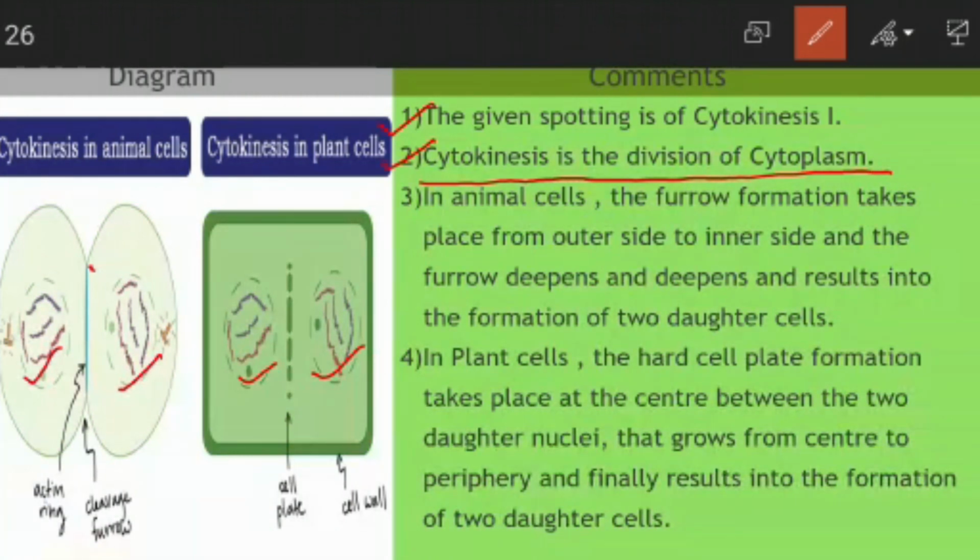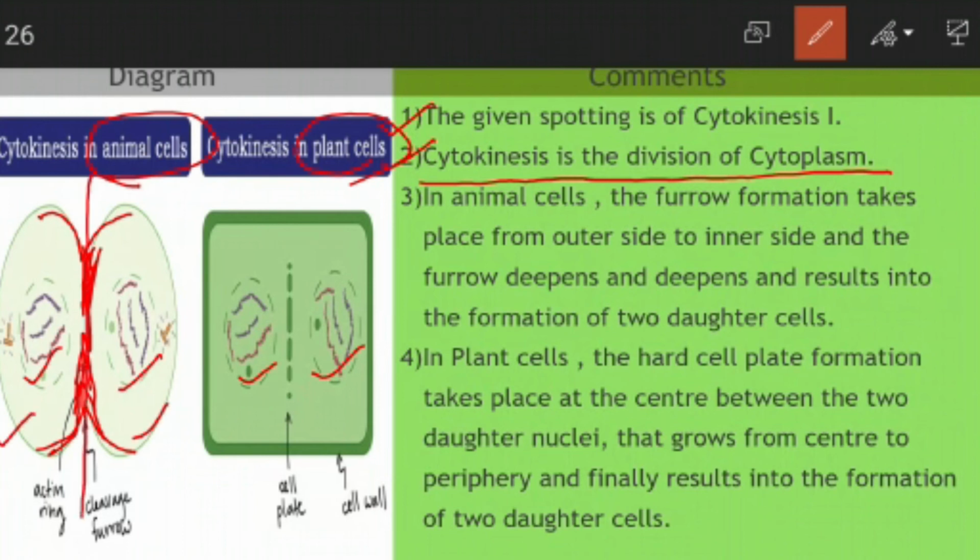Now see what happens. In animal cells it is different and in plant cells it is different. In animal cells, furrowing or notch development takes place in the cell wall, and this furrow extends from the periphery towards the center, and finally the two cells get separated from each other. In this way, because of the notch development, the cytoplasm divides and results in the formation of two daughter cells.